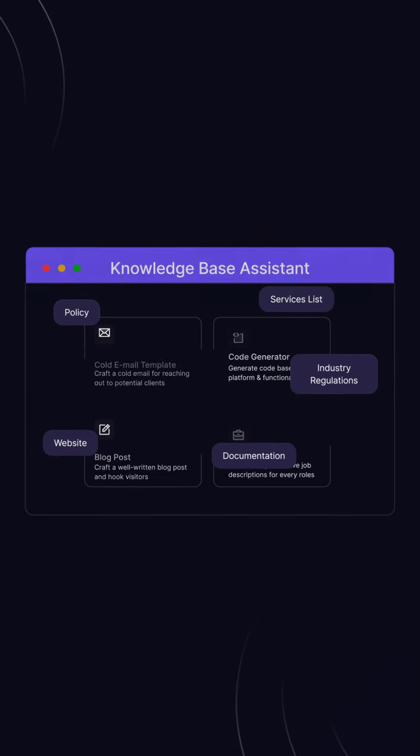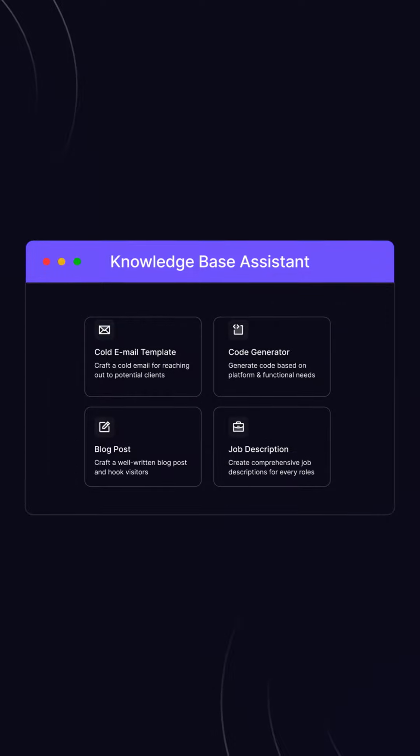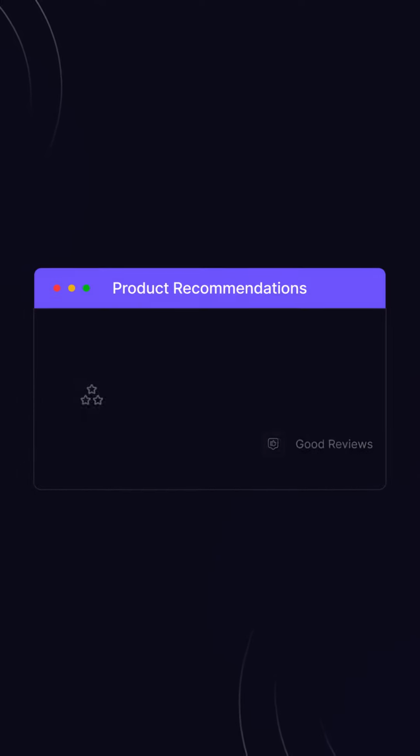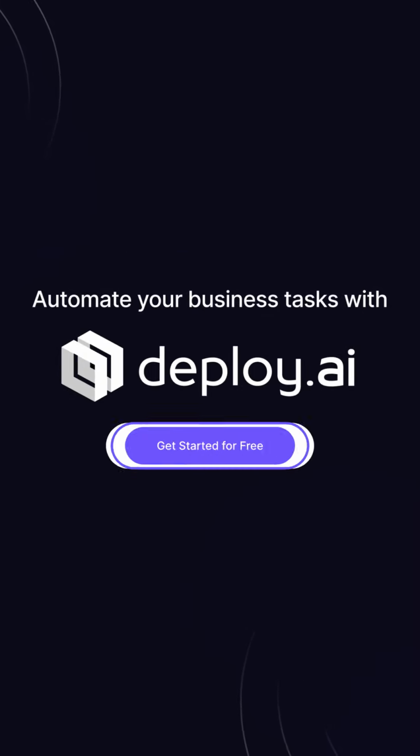With Deploy.AI, you can swiftly create knowledge base assistants for instant answers, advanced search tools, product recommendations, conversational chatbots, and more.